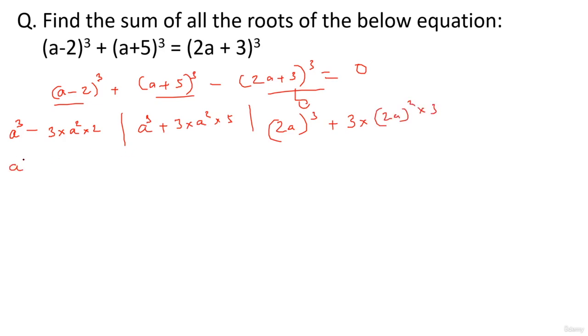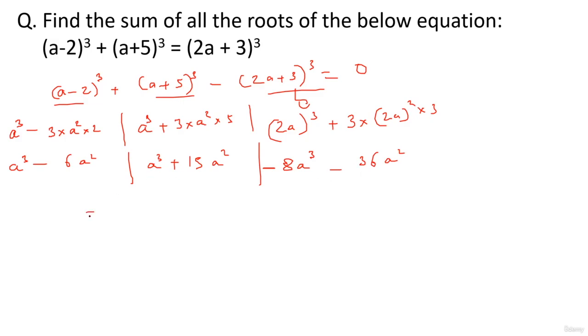Now, if you simplify, this is a cube minus 6a square. This term is a cube plus 15a square. And this term is 8a cube plus 3 is 9, 2a the whole square will become 4a square, into 9 will become 36a square. Now guys, in the question there is a minus sign here. So this will become minus, and this term will also be minus, right?